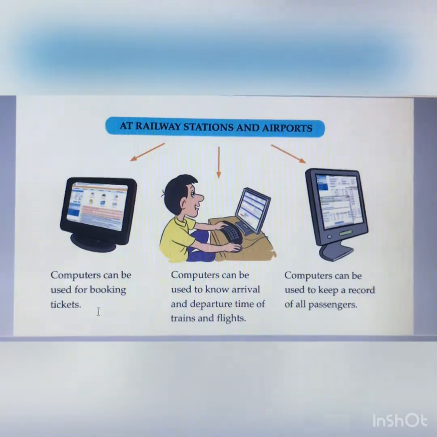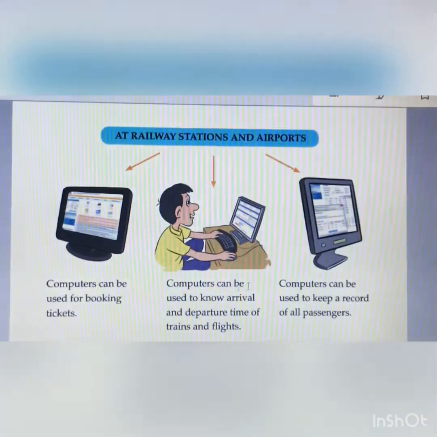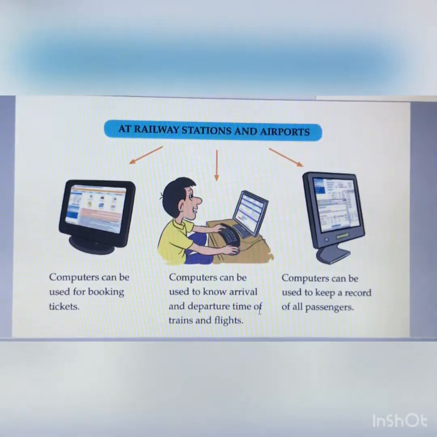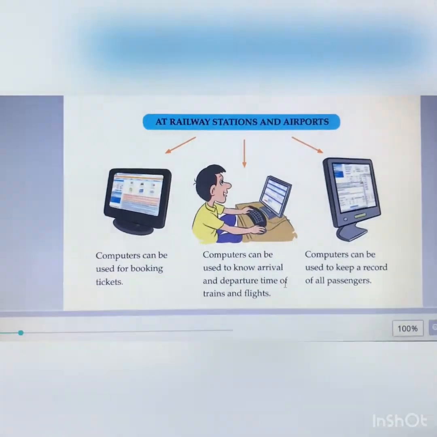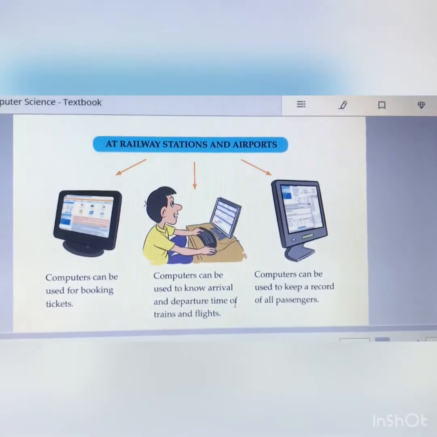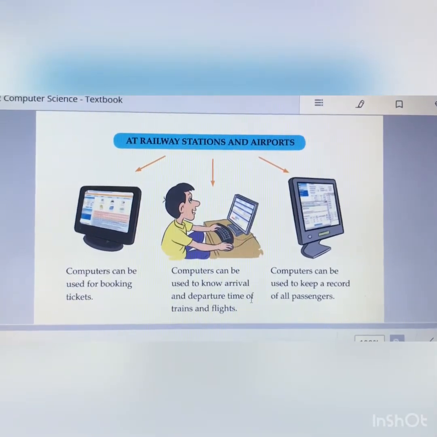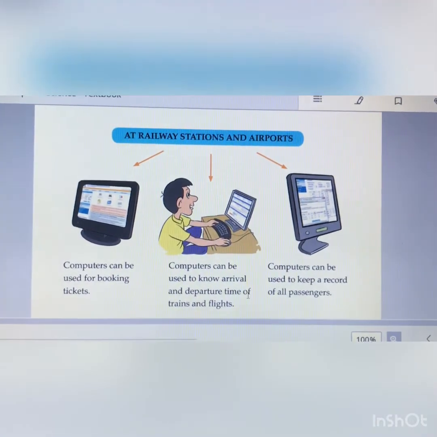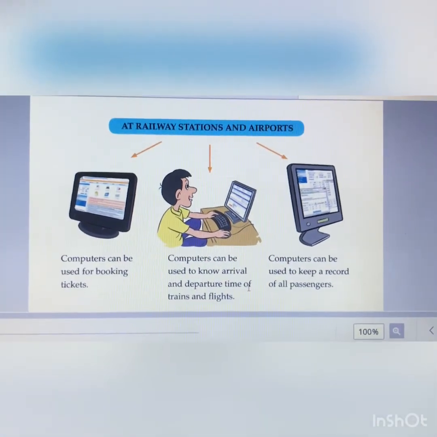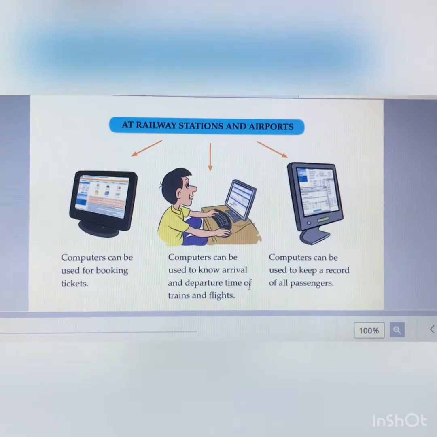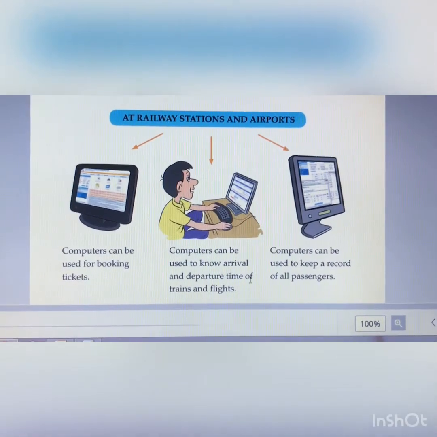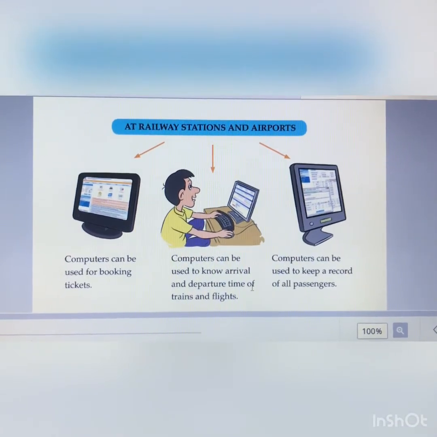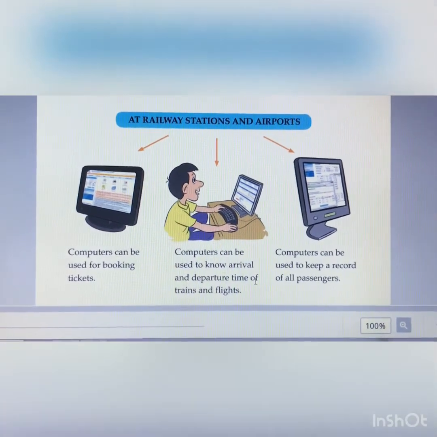Computers can be used for booking tickets. Computers can be used to know arrival and departure. Arrival and departure means where our train starts from and where our train stops. And flights also. Computers can be used to keep a record of all the passengers. If we are going from Surat to Delhi, then we are passengers. The computer keeps our record that one passenger went on this date from Surat to Delhi.